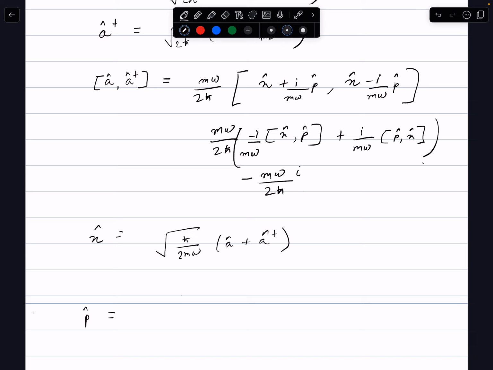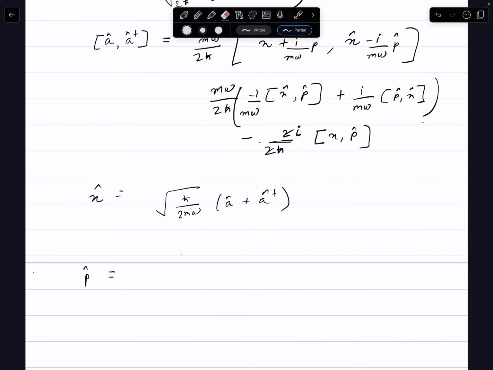M omega cancels, so I just have i/2ħ, and there are two of these, so 2i x p, the 2 and 2 also cancel, and this is nothing but minus i/ħ multiplied by iħ, and so this is 1. So the commutator of A and A dagger is 1.